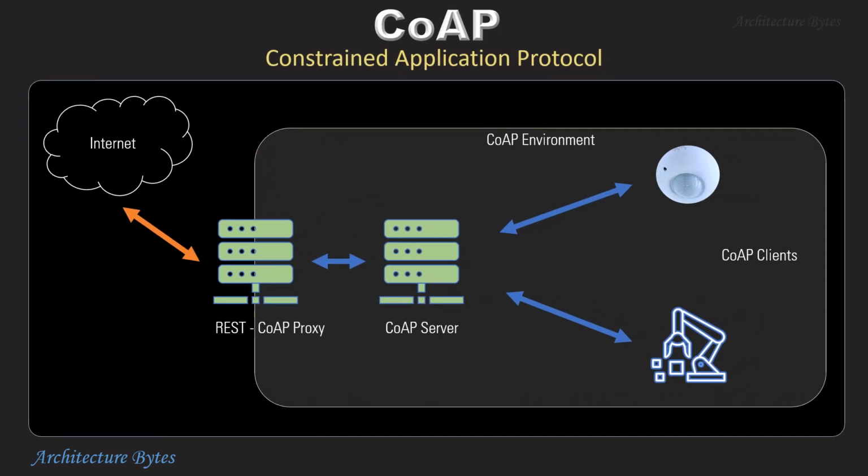CoAP, or Constrained Application Protocol, is designed for resource-constrained devices and low-power networks. It is suited for IoT scenarios with energy-efficient requirements. It works well in environments where devices have limited processing power and memory. It is often used in applications like smart cities, industrial automation, and home automation.